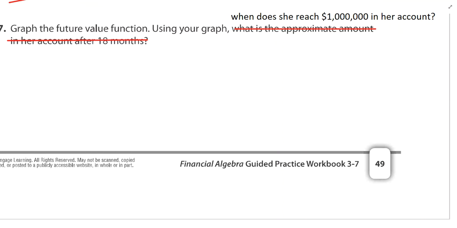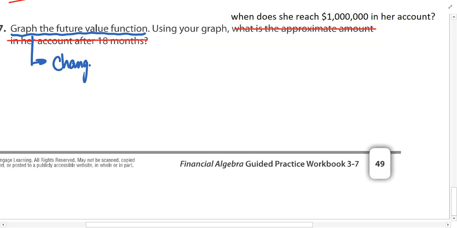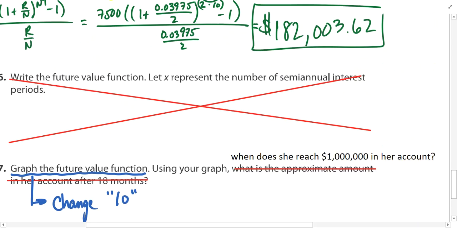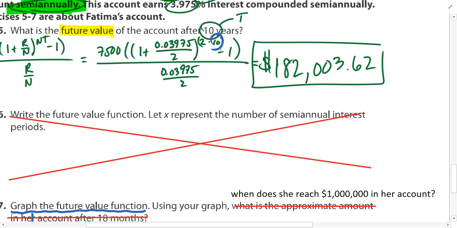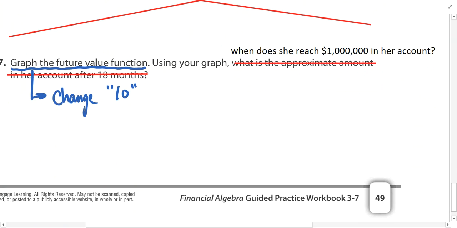Now, this last question gets particularly interesting. We can actually graph this future value function. We can actually graph what her account would look like over time. And the way we do this is we change that 10. So change the number that we used as 10. She did invest for 10 years, this guy right here. Change that back to the letter x. Change the number 10 to the letter x.